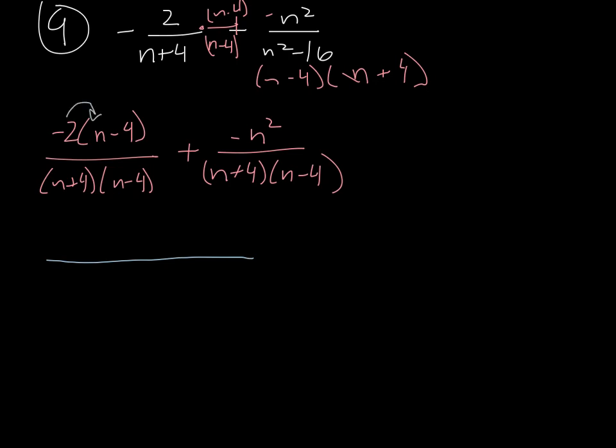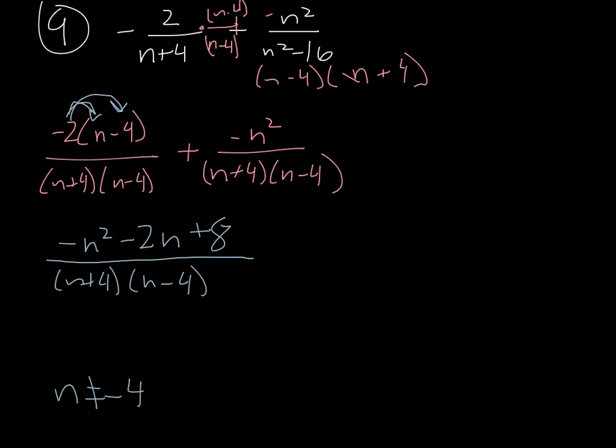I'm also going to distribute this negative 2 here. So I have this negative n squared. I have a minus 2n plus 8. Again, that's because I distributed this negative 2 right here. So on bottom I still have my n plus 4 and n minus 4. So a couple of things. I have a restriction. n cannot equal negative 4 because of this, and n cannot equal a positive 4 because of this.